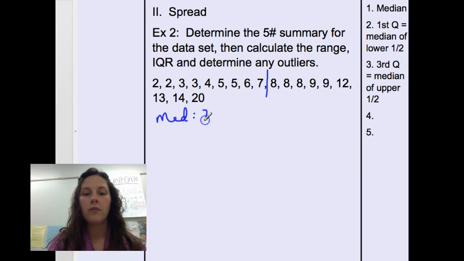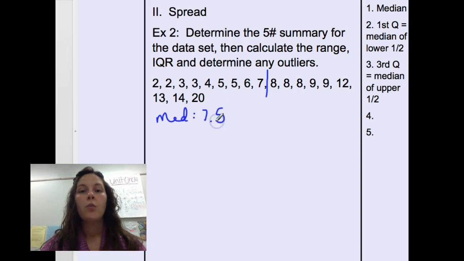would be 7.5. When you're finding the first quartile and the third quartile, you do not include the median. So if the median is one of the data values, you do not count that when you split the data set in half. So now we're looking at just the data less than 7.5, and we're going to find the median again.